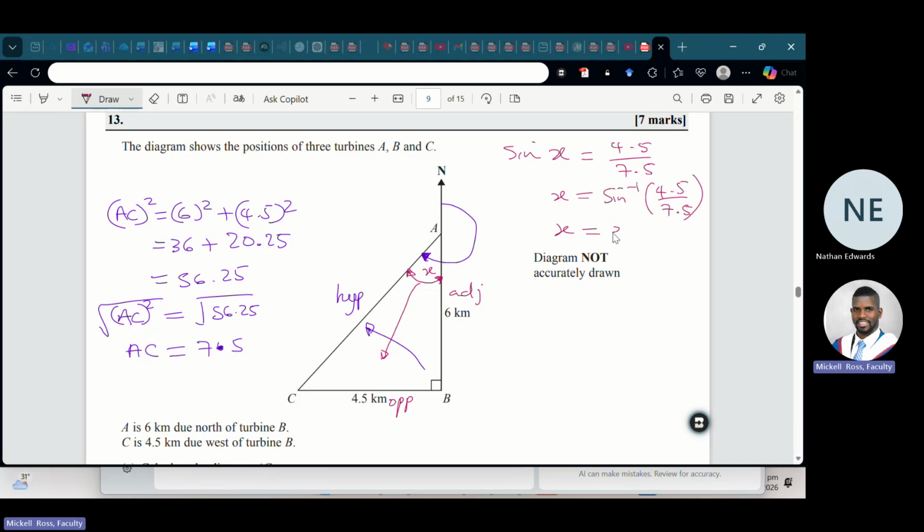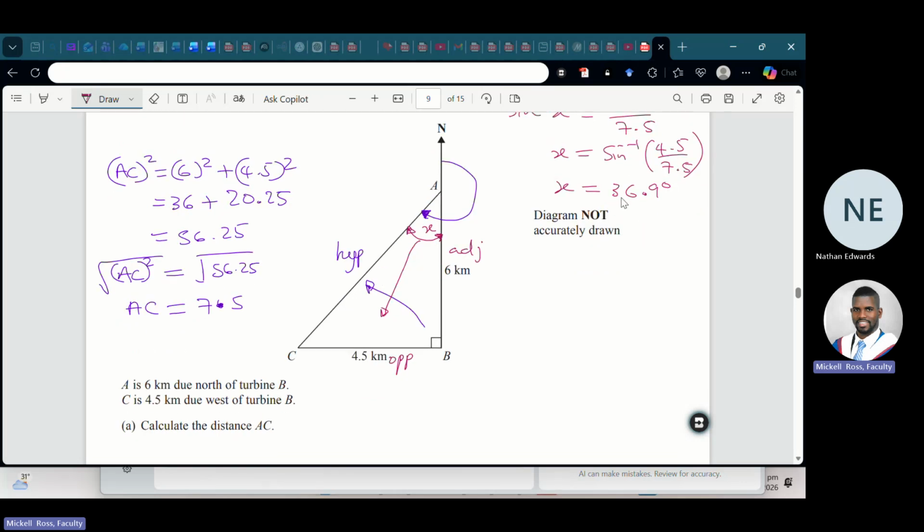So we're going to get approximately 36.9 degrees. So that's this angle right here. So the bearing is going to be 180 plus this angle, because all the way right here is 180 degrees. And then when you add the x to it, you get the full bearing.